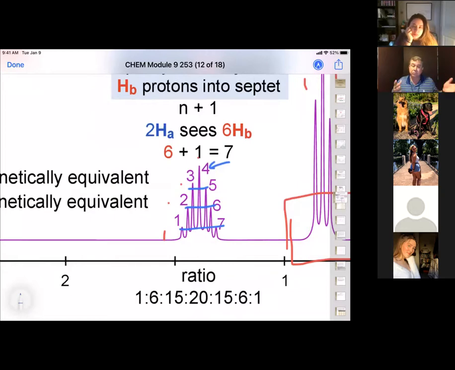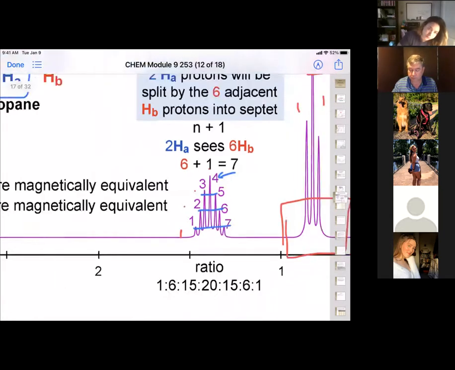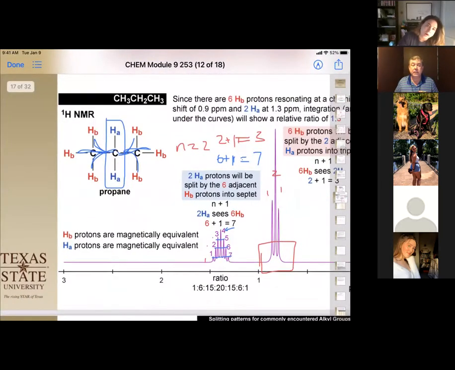And this is 1 to 6 to 15 to 20. You don't need to know the exact ratio. You just need to know that there is a fixed ratio for this. We'll see it each and every time. So what this tells us is that these two hydrogens, if we integrated, we know there are 2 hydrogens there, are next to 6 non-equivalent hydrogens. And these 6 hydrogens here, if we integrated it, are next to 2 non-equivalent hydrogens. So we can start building our structure by knowing that we have that many hydrogens near each of these peaks.